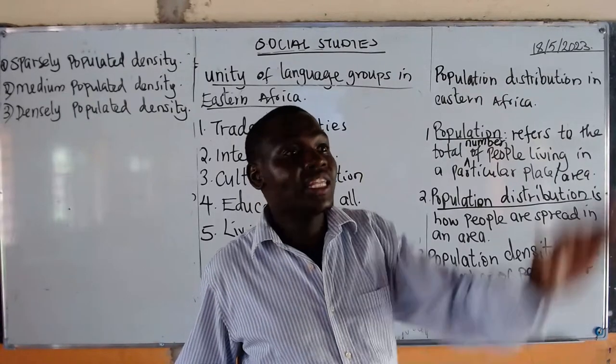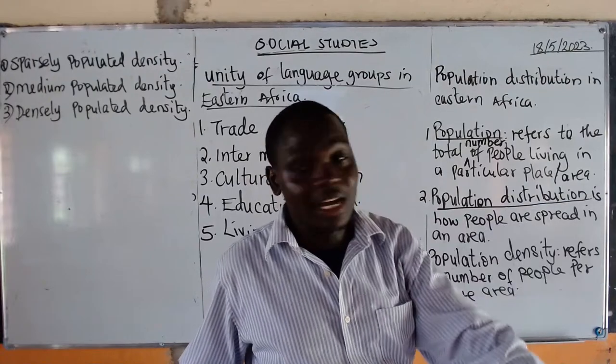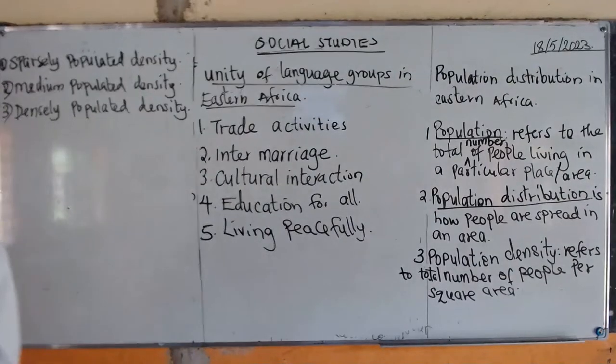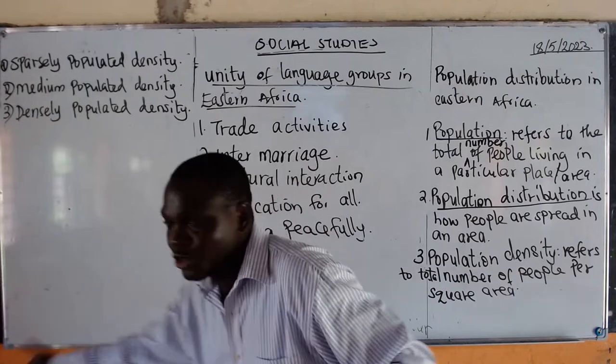Okay, not there at the town, but here. You find there is a family here. You walk some distance before you reach the next family. Some distance. But now there is density, where from this to this to this to this to this.